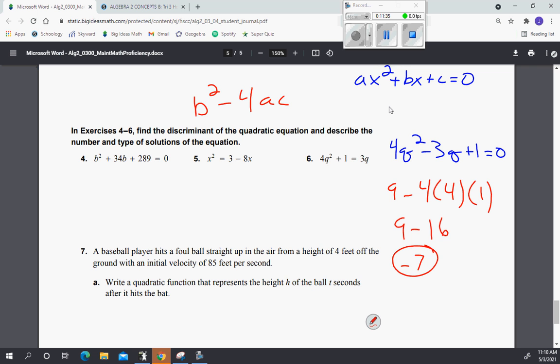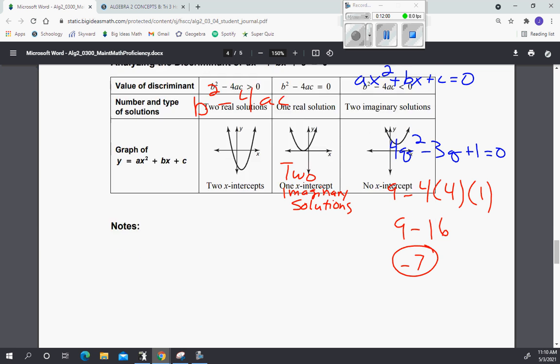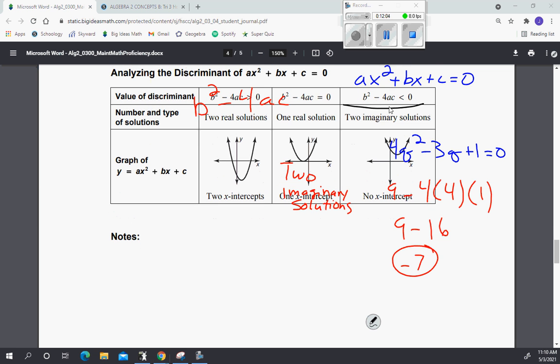Look on your notes. Or scroll back. Go back to the discriminant. If b squared minus 4ac is less than 0, we're going to get 2 imaginary solutions. And you can see that up here. Less than 0, 2 imaginary solutions.